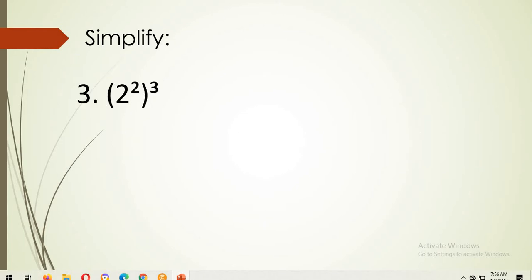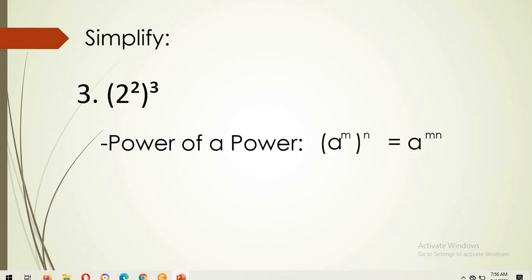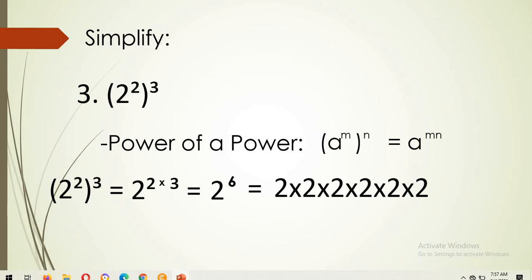Next is simplify quantity 2 squared raised to 3 or cube. So, we will apply here the power of a power. So, you see, isa lang yung base natin. Ganun lang. Copy nyo lang si base, then multiply the exponent. So, copy si base. Yung 2 and 3, multiply lang siya, then you have 2 raised to 6. Now, syempre, isi-simplify mo pa to since this is a number, hindi siya variable. So, 2 raised to 6 is also equal to 2 times 2 times 2 times 2 times 2 times 2, and that is equal to 64.